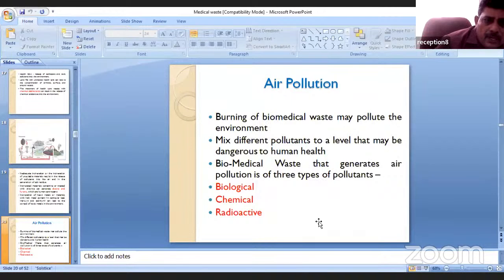Also, when we do incineration, it may generate different pollutants which pollute the environment, and these can be grouped into three types: biological pollutants, chemical pollutants, and radioactive pollutants. All these three pollutants are generated from biomedical waste.